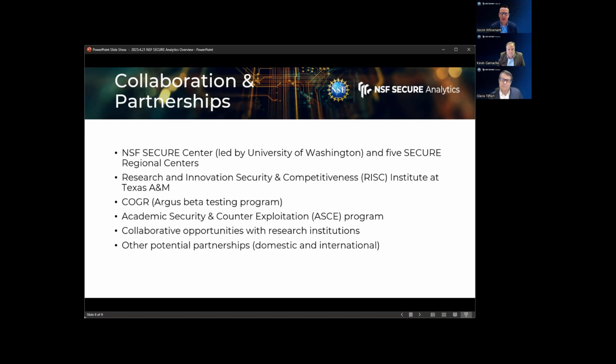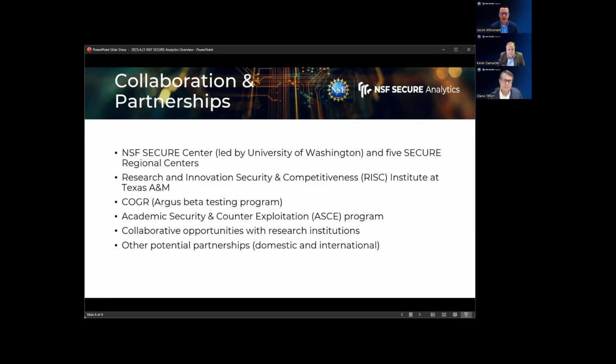So many of us who serve on NSF Analytics also have dual roles in serving with the National NSF Secure Center that's led by the University of Washington, and also all the 5 secure regional centers located across the U.S. And so one of our partners also is the Risk Institute, with whom we align closely in the area of research security training and expertise.